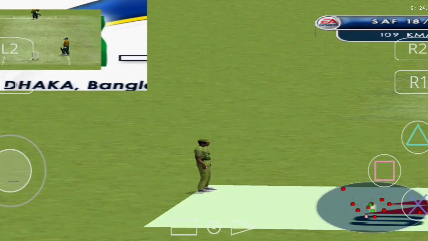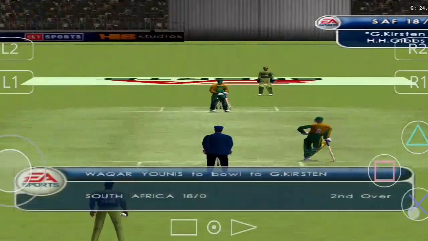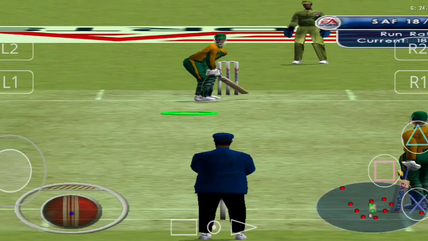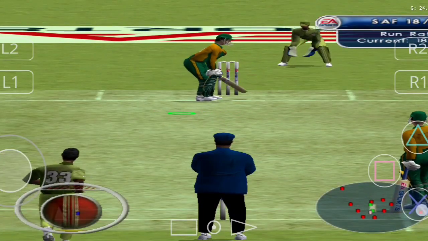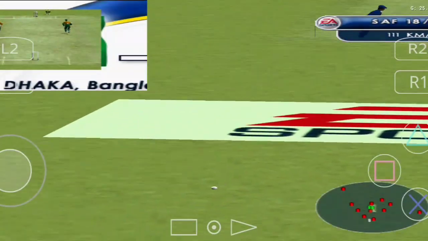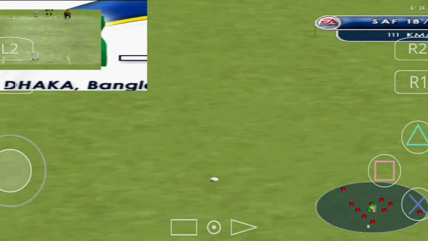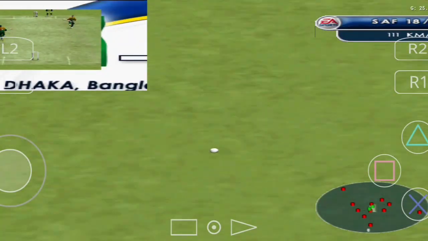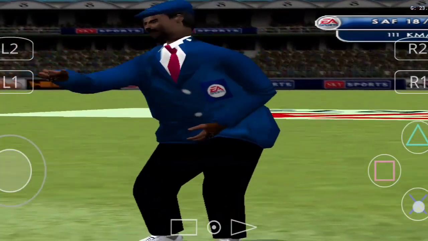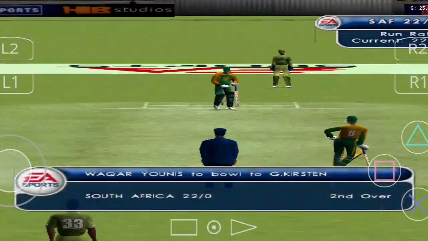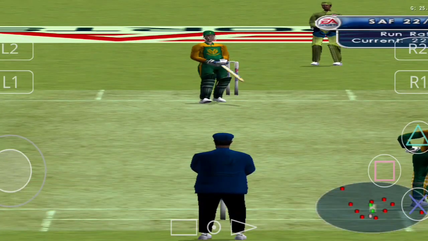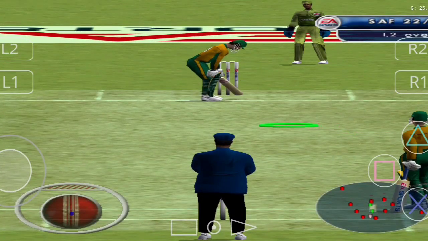Hit straight at Syed Anwar. Over pitch and driven for 4. Crowd were brought to their feet by that shot. Oh, great shot. That was 4 from the moment it left the bat. Kirsten waiting at the striker's end.